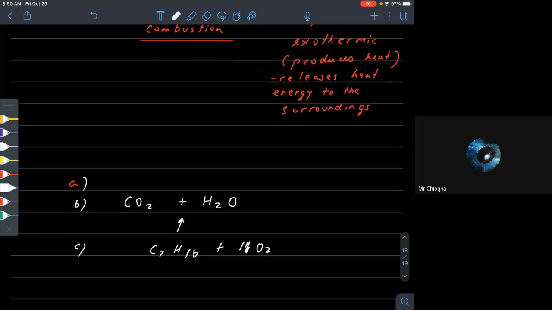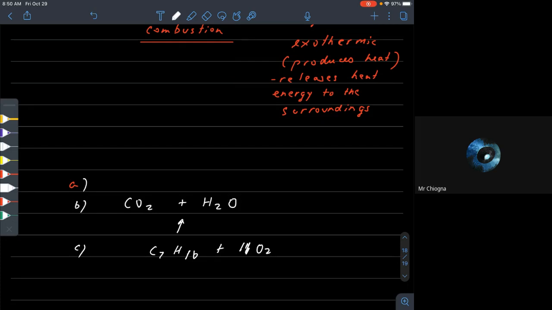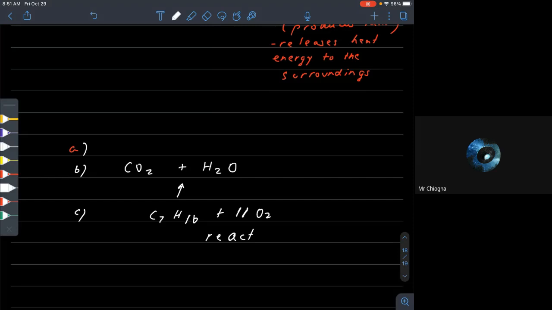Clean this. They react. The screen is dirty. Sorry, guys. I'm able to write with it. No, this is running out of energy. Okay. So the plus sign means they react. Whoa. That's D.